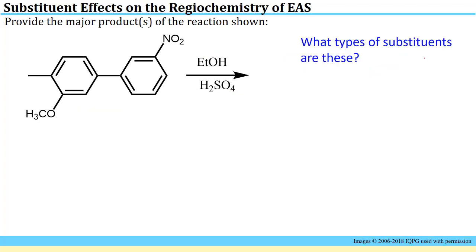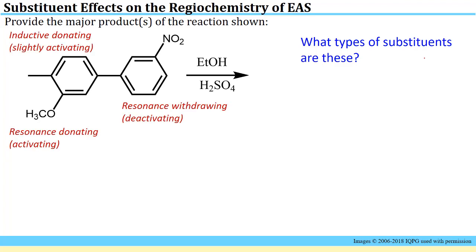In order to figure out which ring is more active, we have to look at what types of substituents are present on the two rings. And we see a methyl group. It's an inductive donor. It can stabilize carbocation intermediates by hyperconjugation. We have a methoxy group like we saw in an earlier problem with anisole. This is a resonance donating group which helps activate a ring.